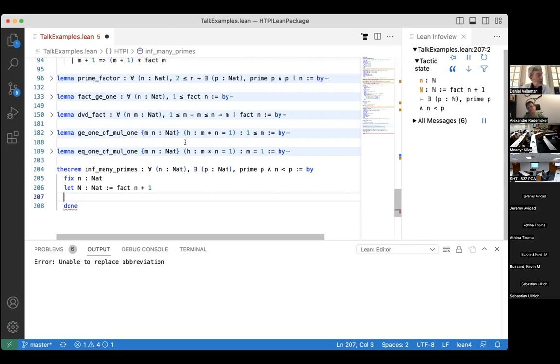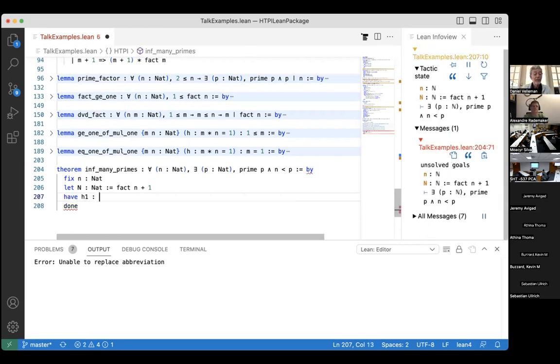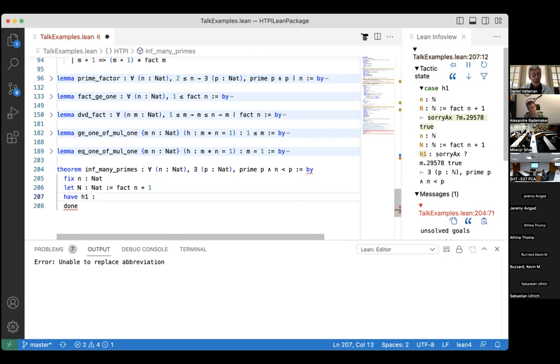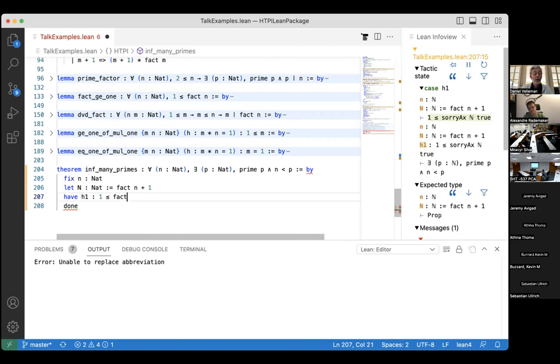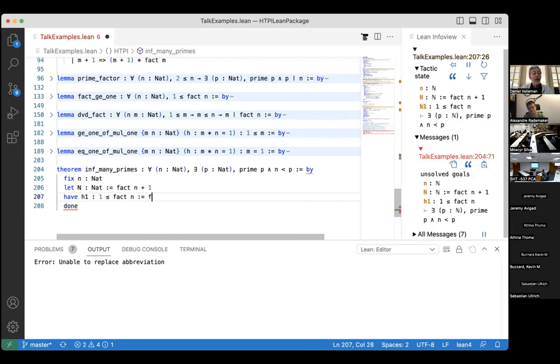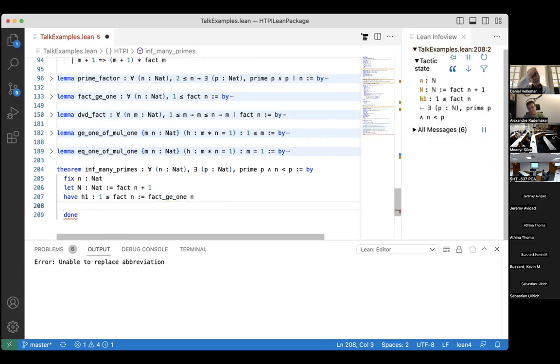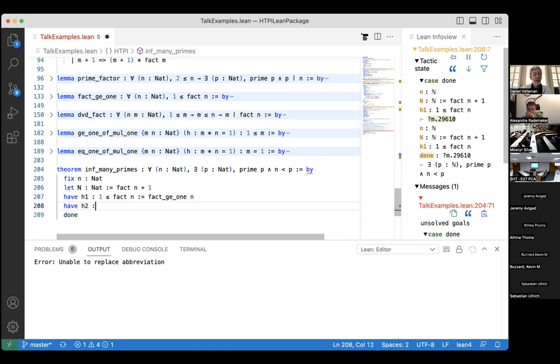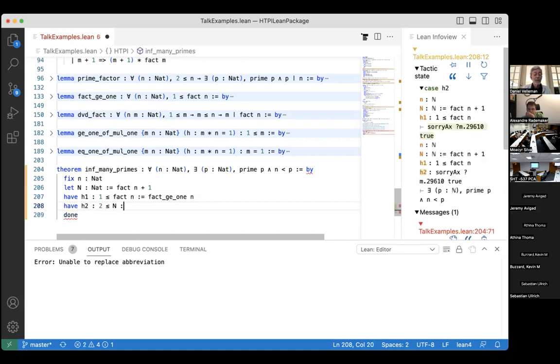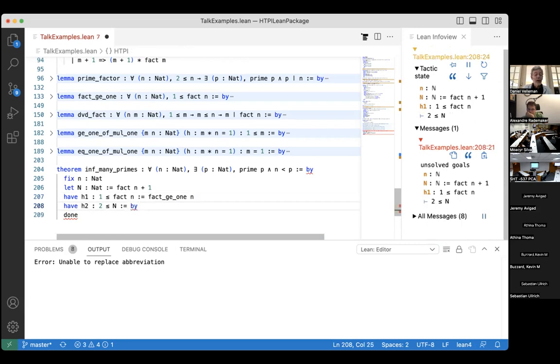Okay, so let me use that fact. I'll say I have H1, 1 less than or equal to n factorial. And that's just the theorem fact greater than or equal to 1 applied to n. Okay, good. So now I just have to add 1 to both sides, and I should have that capital N is at least 2. So 2 less than or equal to capital N. Well, this is one of those cases where I can either go and hunt around in Lean's library of theorems and say, is there some theorem that says I can add one to both sides?